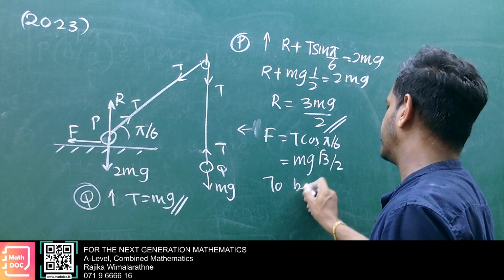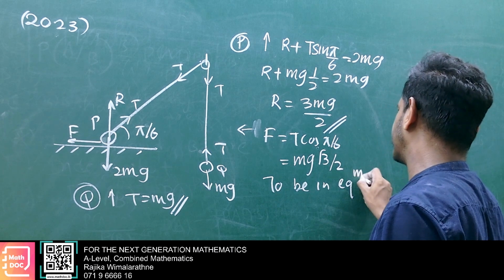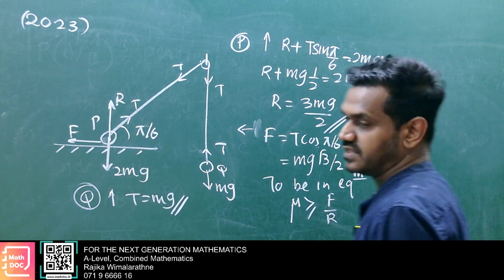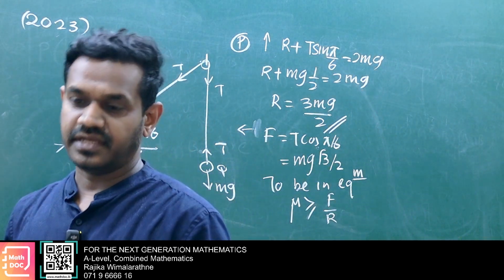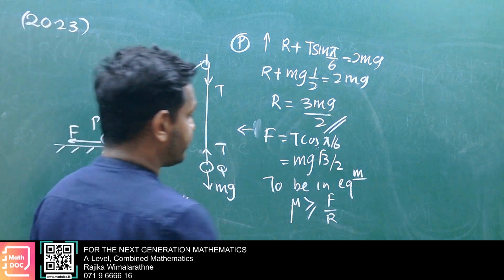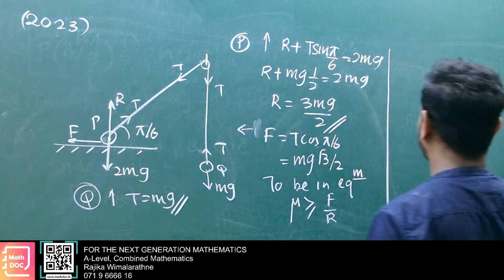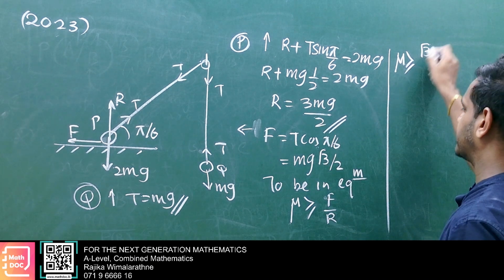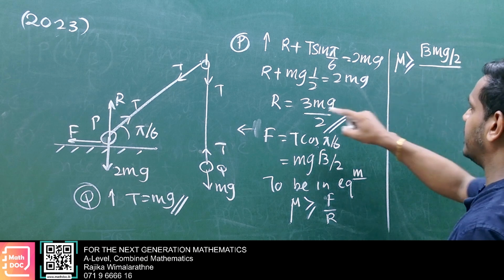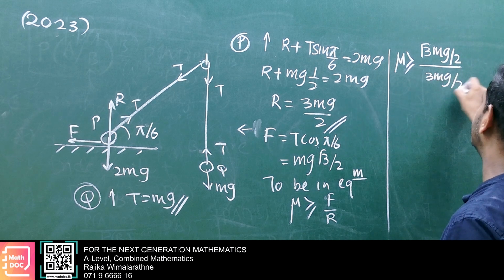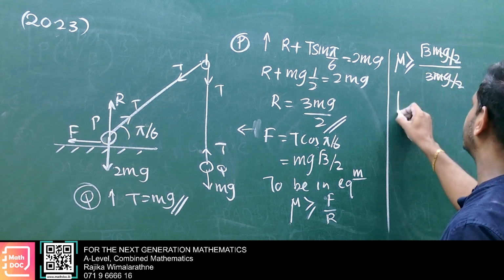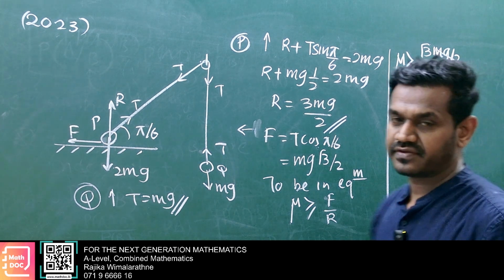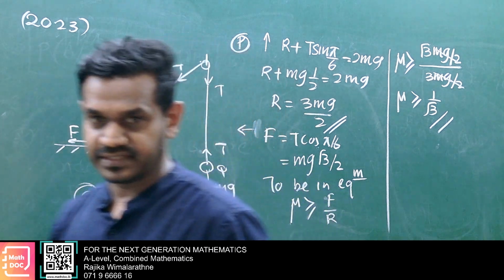Then to be in equilibrium, mu greater than or equal F divided by R. Here no need to put modulus because the direction of it is definite direction. No? Then mu value greater than or equal F mean root 3 mg over 2 divided by R, 3 mg over 2, then mu greater than or equal 1 over root 3. 1 over root 3, very simple question. That is 2023 A-level question.